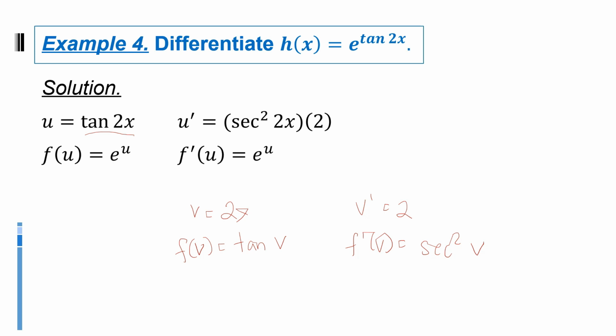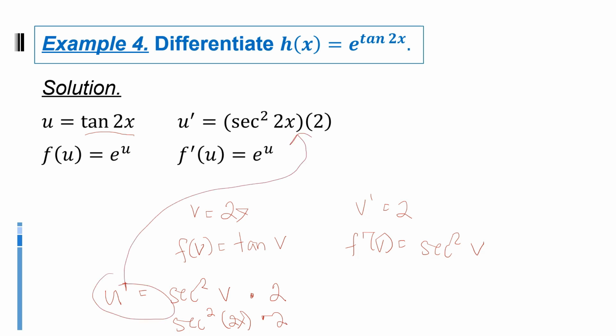Tama? Ngayon, para kunin natin yung u prime, okay, u prime now is equal to secant squared of v times 2. And what is our v? That is 2x. So we have secant squared of 2x times 2. Kaya yun yung ating u prime. Kaya siya naging ganyan. Okay? Ito yung sinasabi ko kanina, no, na pwede siyang maraming composition ng function. Still, pwede natin gamitin yung chain rule.